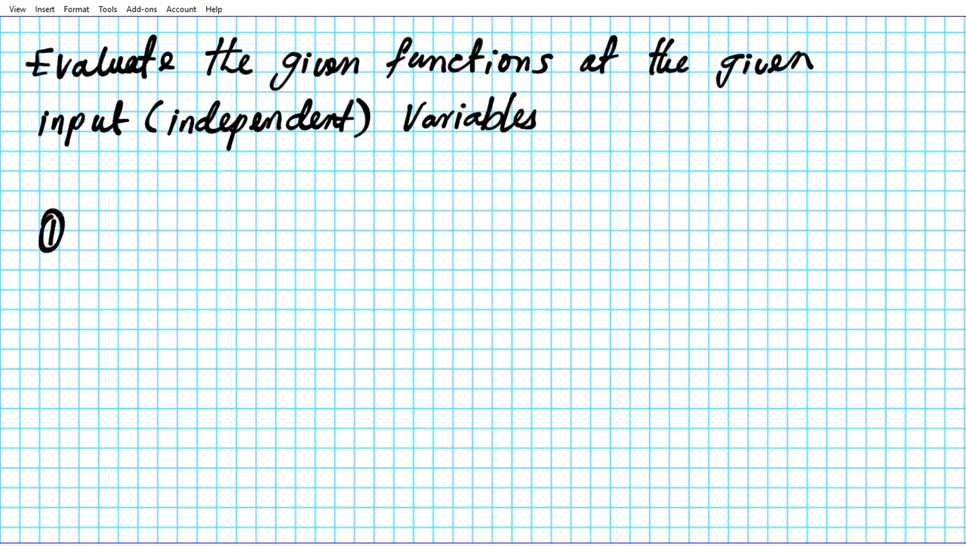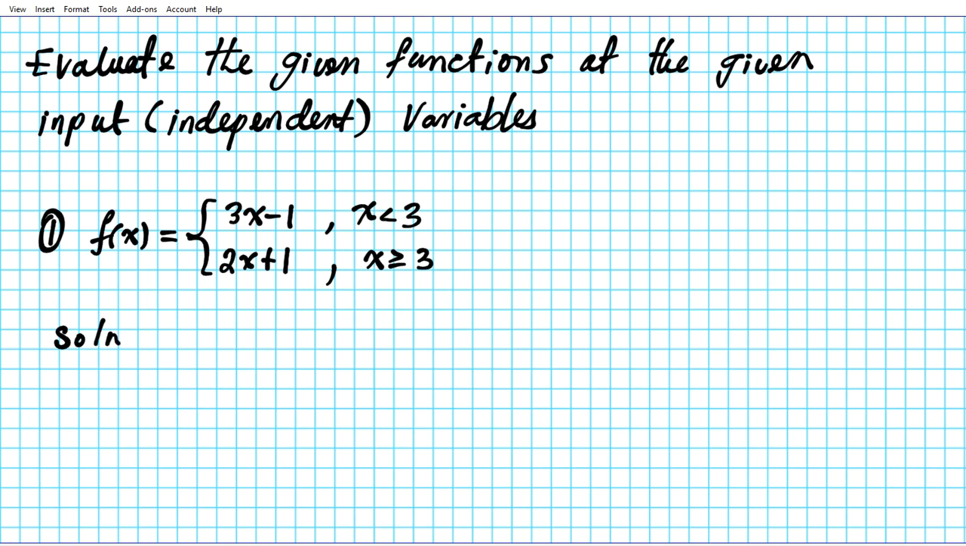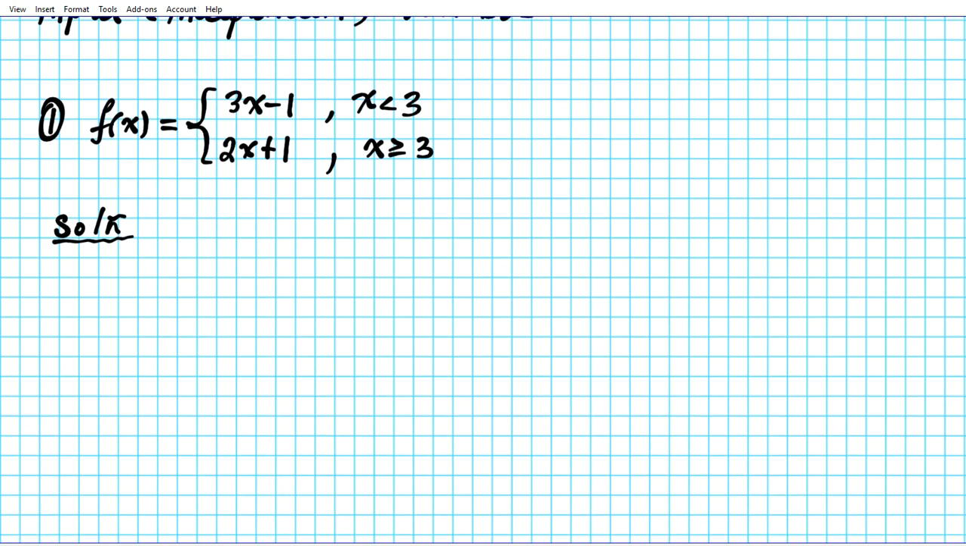For question number 1, let's say we have the piecewise defined function f of x is equal to 3x minus 1 when x is less than 3, and 2x plus 1 when x is greater than or equal to 3. To get started, one thing that's very beneficial is to give yourself a visual representation of what's going on in the piecewise defined function. To do this, we're going to employ the use of a number line.